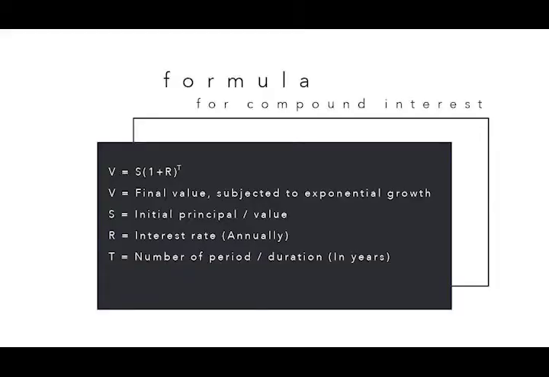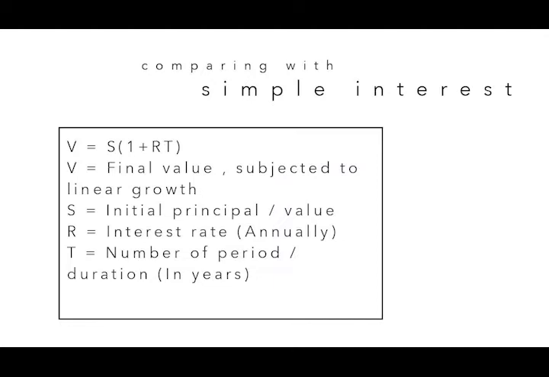Here's the formula for compound interest. V, which is the final value subjected to exponential growth, equals S, the initial principal, times 1 plus R, the interest rate, to the power of T, which is the time in years. Here's the formula for simple interest. V is equal to S times 1 plus RT.